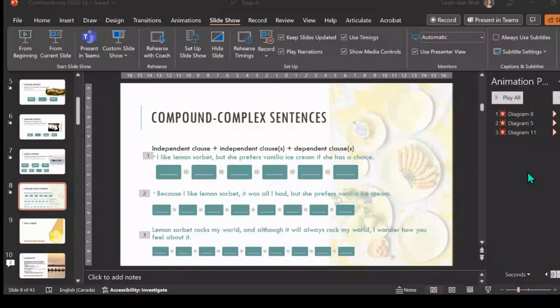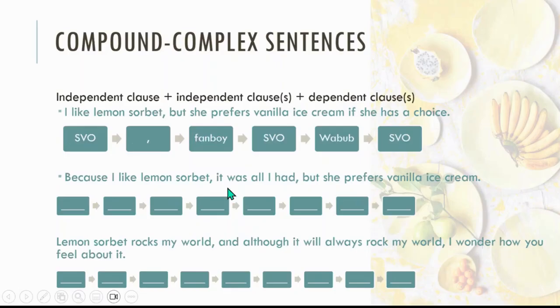Okay, getting some good answers here. Okay, Joanne said SVO, comma, fanboy, SVO, wabub, SVO. And yes, if is a wabub. Okay, so you're right. Let's take a look. SVO, comma, fanboy, SVO, wabub, SVO.